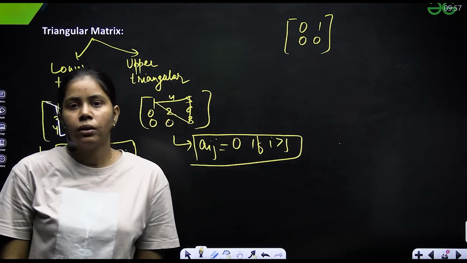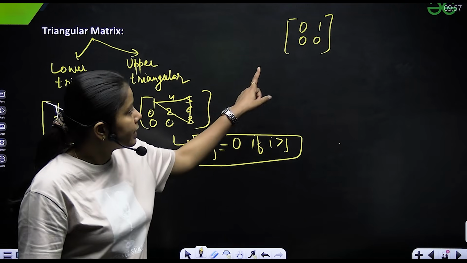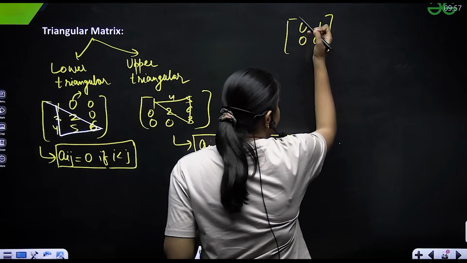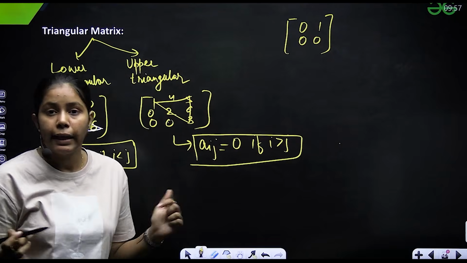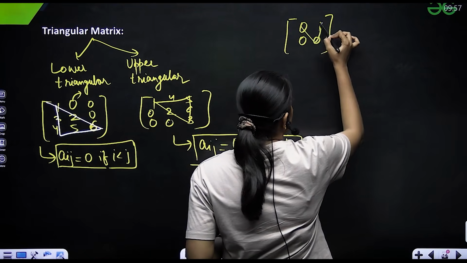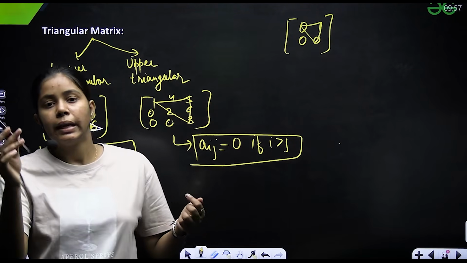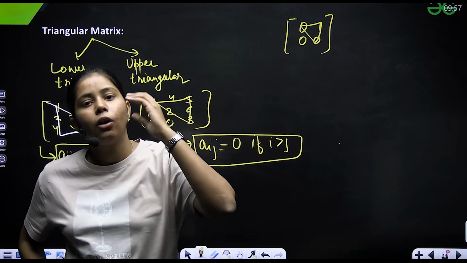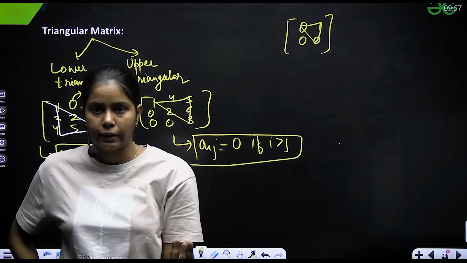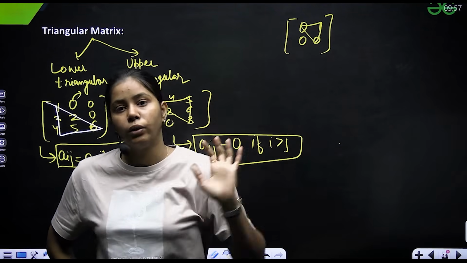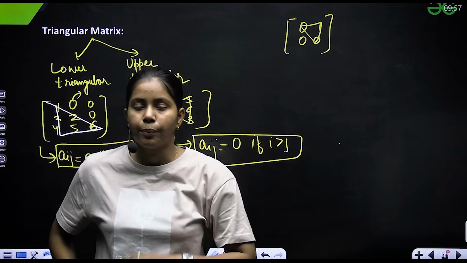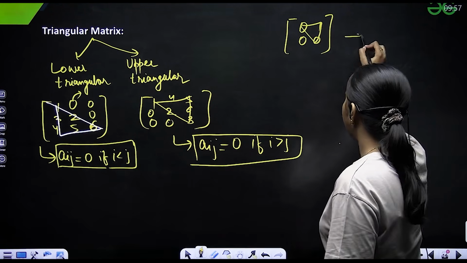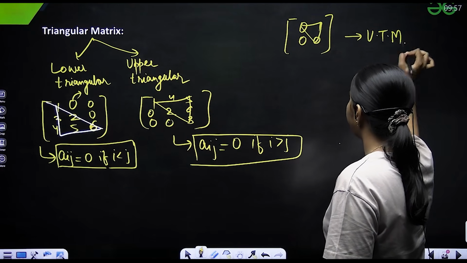Now the question arises: for the matrix 0, 1, 0, 0, is it upper triangular or lower triangular? What you need for upper triangular is that the elements below the diagonal are 0. If the elements on or above the diagonal are also 0, that would not matter. The only thing that matters is that the elements below the diagonal are 0. So it is an upper triangular matrix. You cannot say that it is neither upper triangular nor lower triangular.